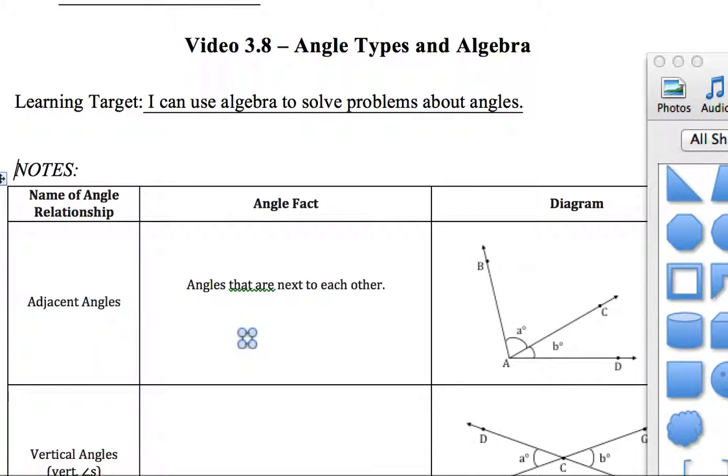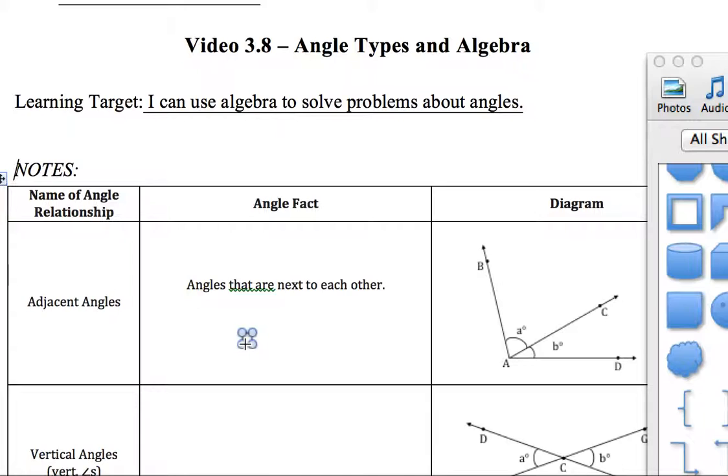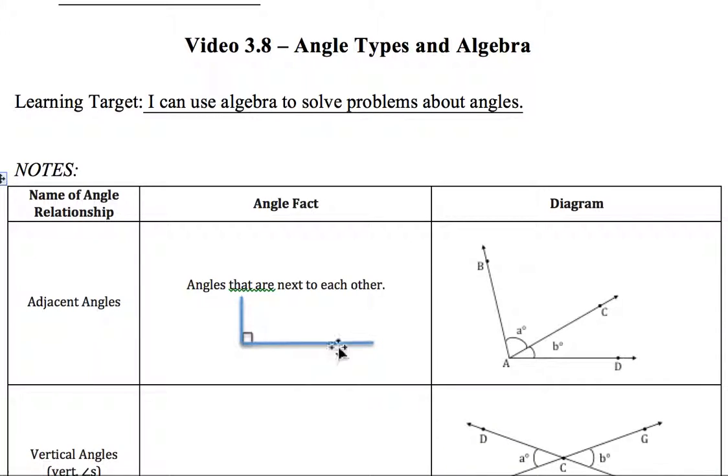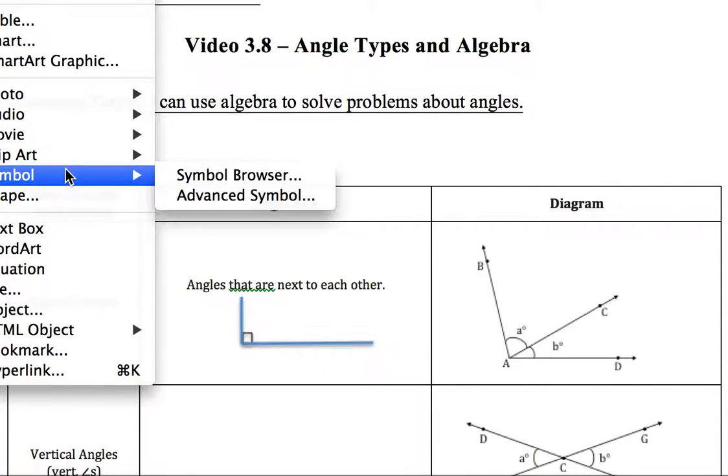You'll have a little square like that at the intersection of two lines. And what that little square means is that it's what's called a right angle, which means it's equal to 90 degrees. And so if you ever have two angles with that square, then you know that those two angles are equal to 90 degrees.